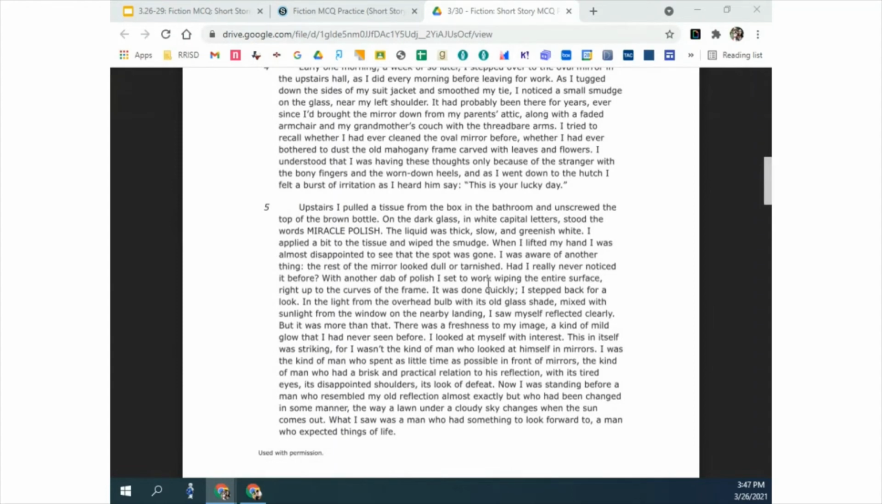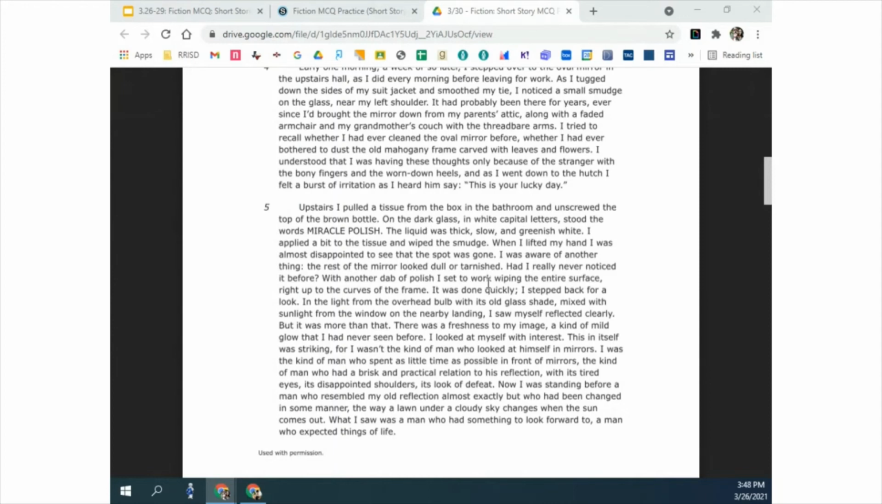When I lifted my hand, I was almost disappointed to see that the spot was gone. I was aware of another thing. The rest of the mirror looked dull or tarnished. Had I really never noticed it before? With another dab of polish, I set to work wiping the entire surface, right up to the curves of the frame. It was done quickly.